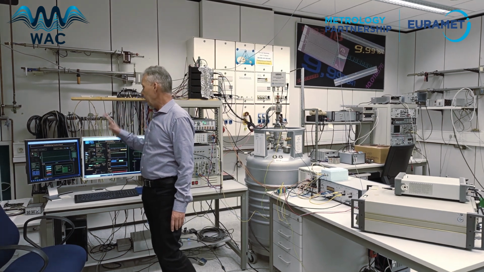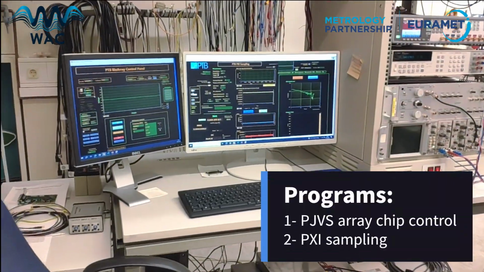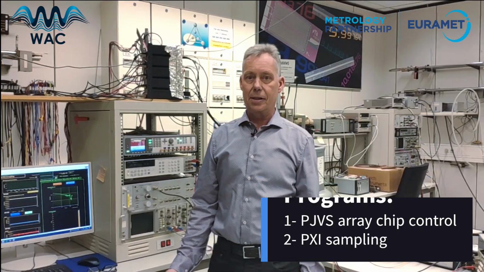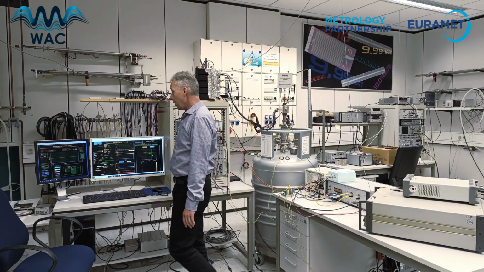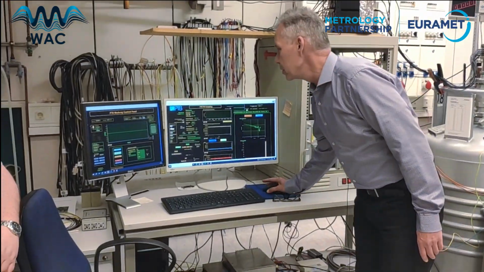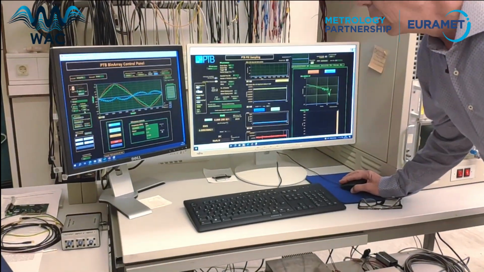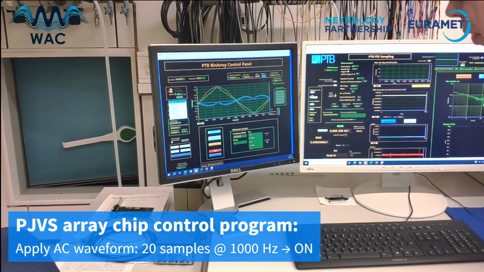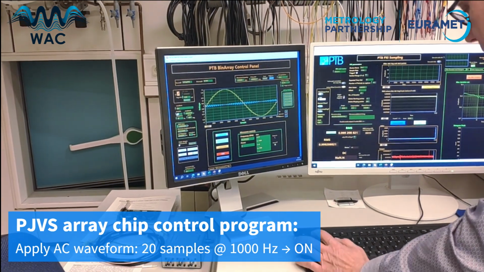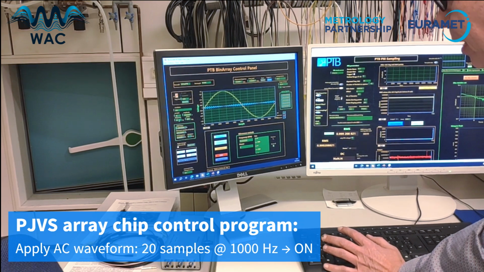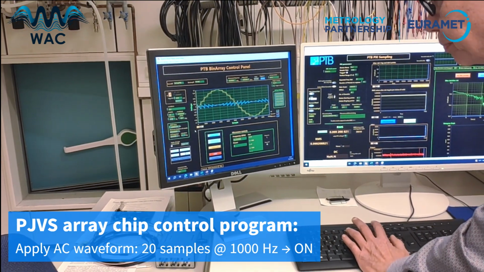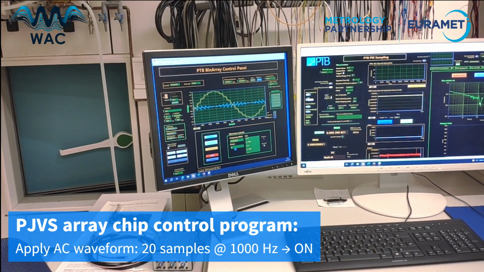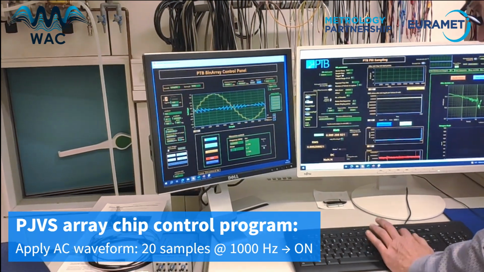So here we have two programs. I'm going through these programs now manually. Usually we can also run automatic measurements, but in this case I'm going slowly through it. So the first step is usually to apply an AC waveform. I'm going for a sine wave using 20 samples at a frequency of 1000 Hertz, and I apply this, and I shouldn't forget to switch on the microwave power, which is controlled by this button.